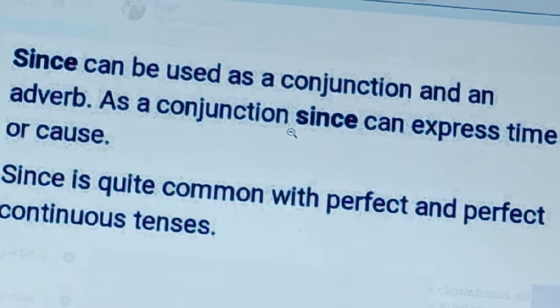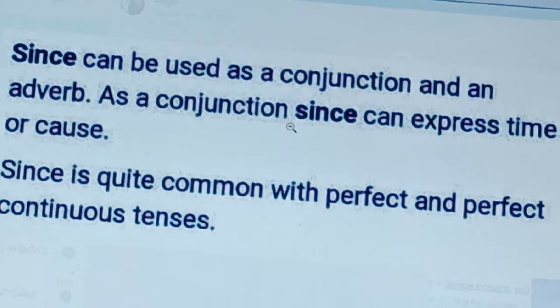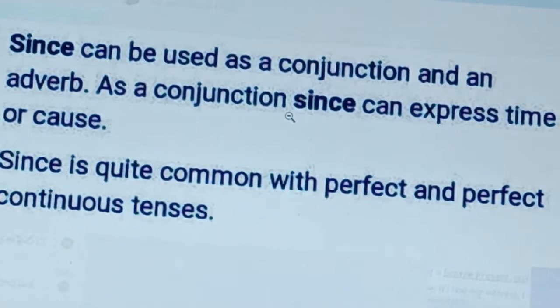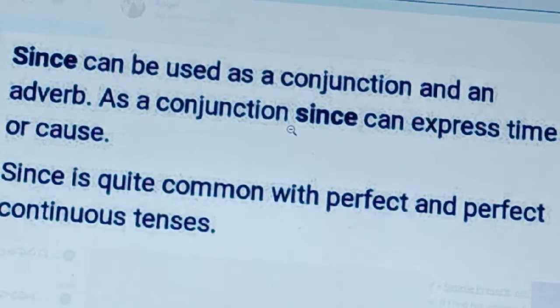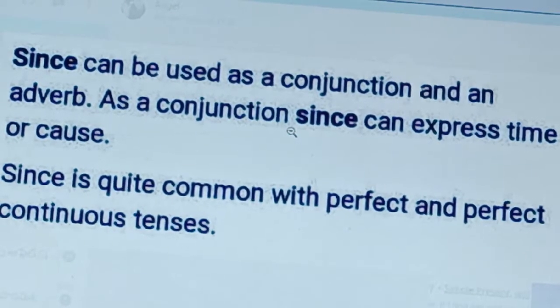Since can be used as a conjunction and an adverb. As a conjunction, since can express time and also cause. Since is quite common with perfect and also perfect continuous tenses, that is, has eaten, has been eating, okay?